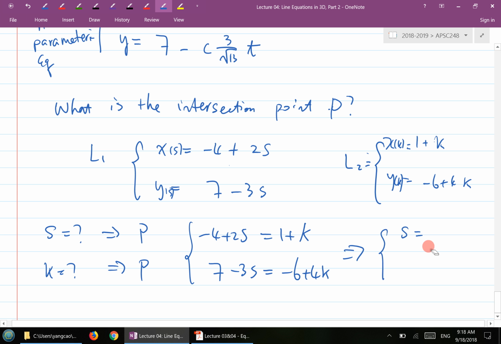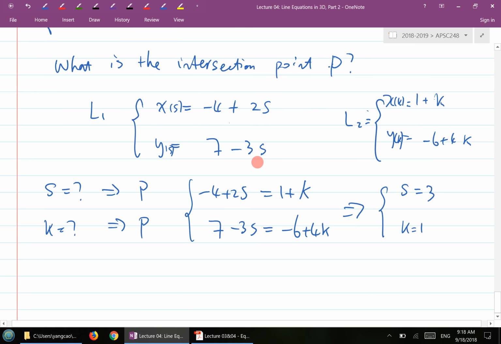s equals 3, and k equals 1. That's the intersection. Then you can substitute s and k back into these equations to find the P coordinates. If I substitute k equal to 1 here, you have 2 here and negative 2 here. So that's your intersection point: 2, negative 2. If you substitute s back into this equation, you'll get exactly the same point.